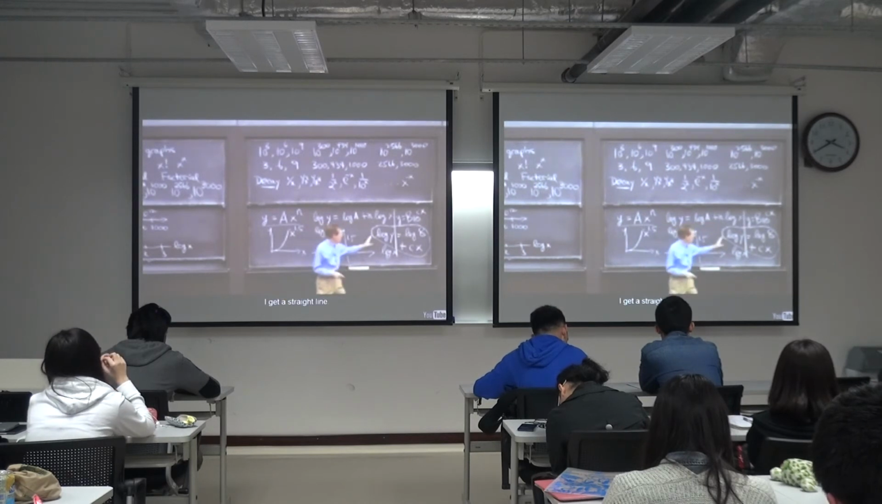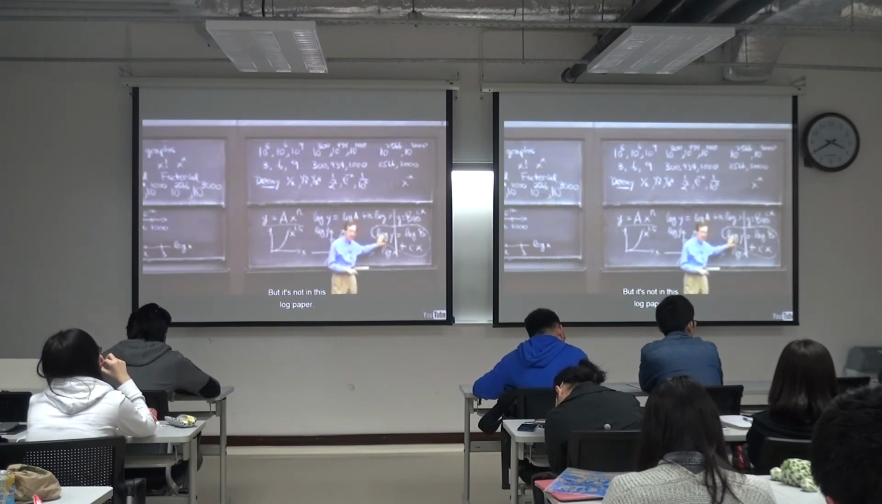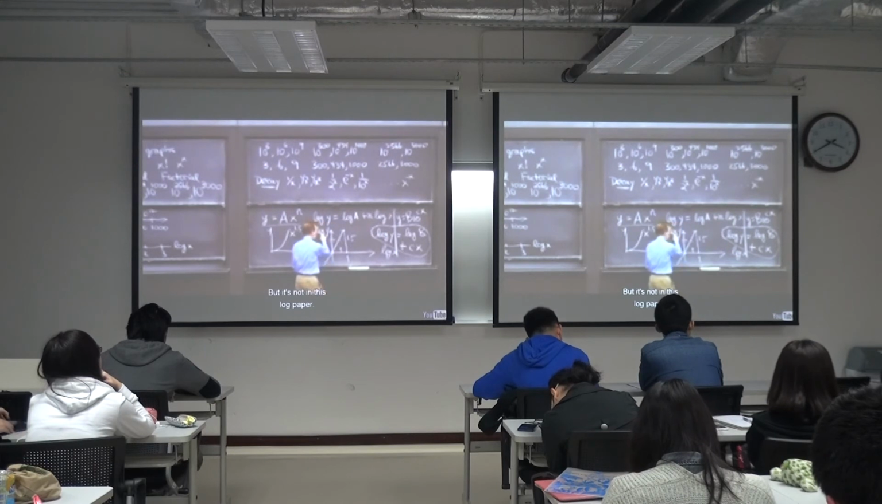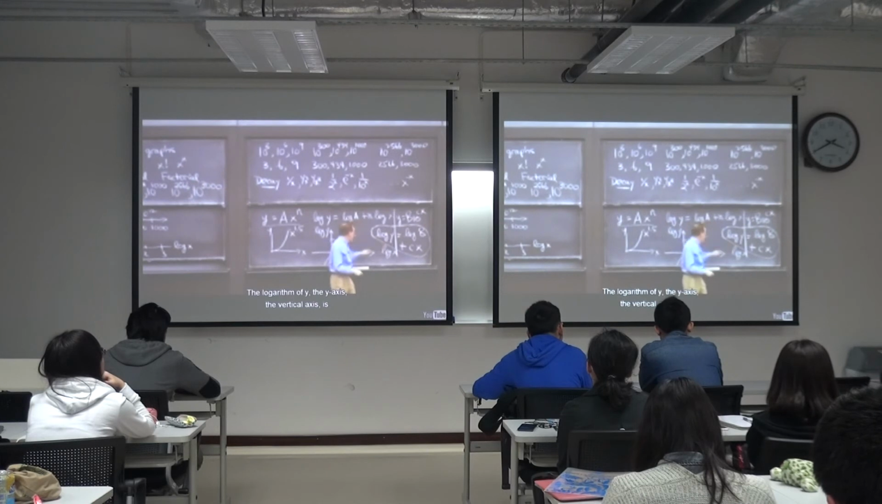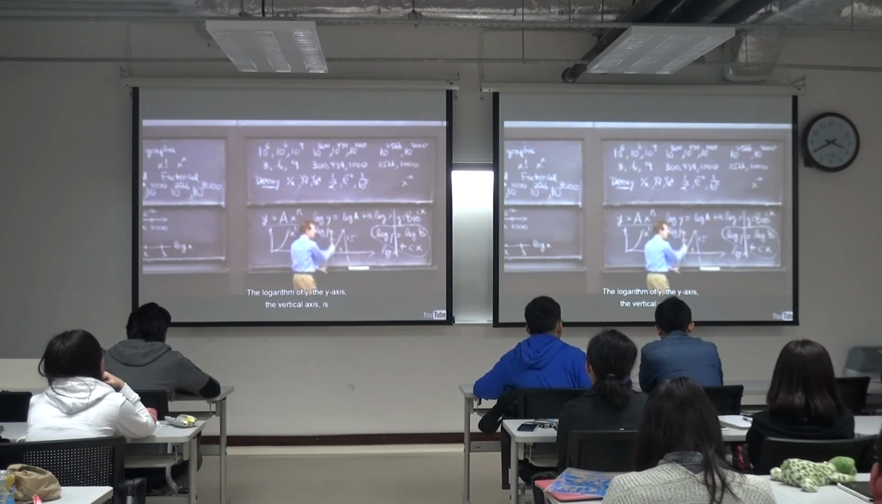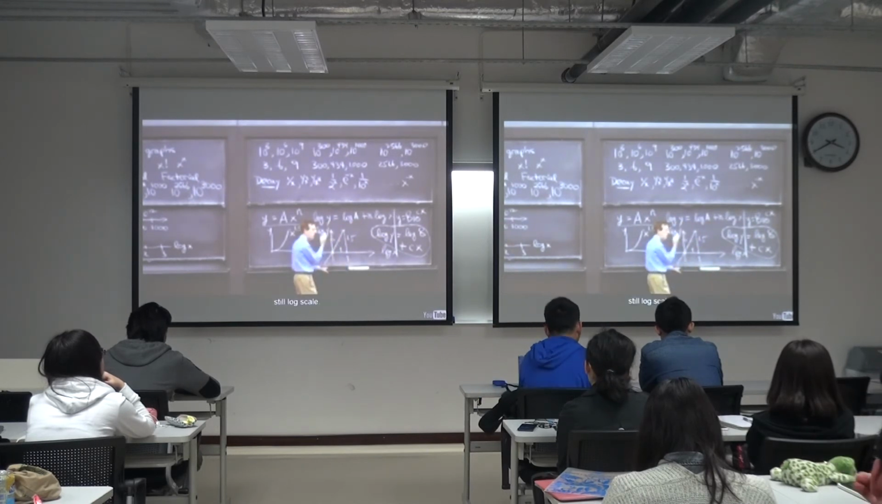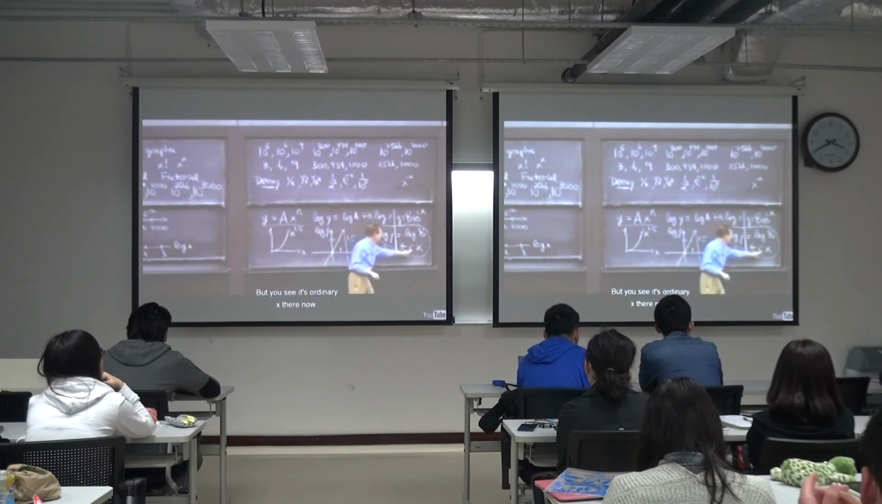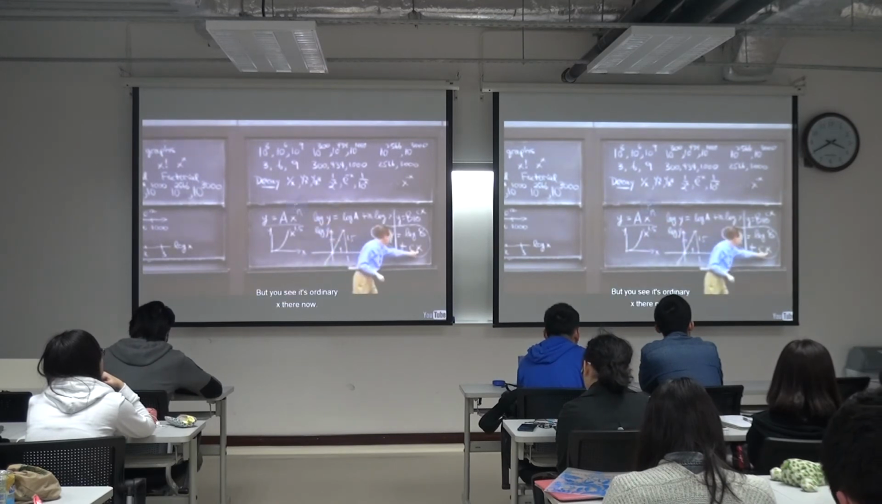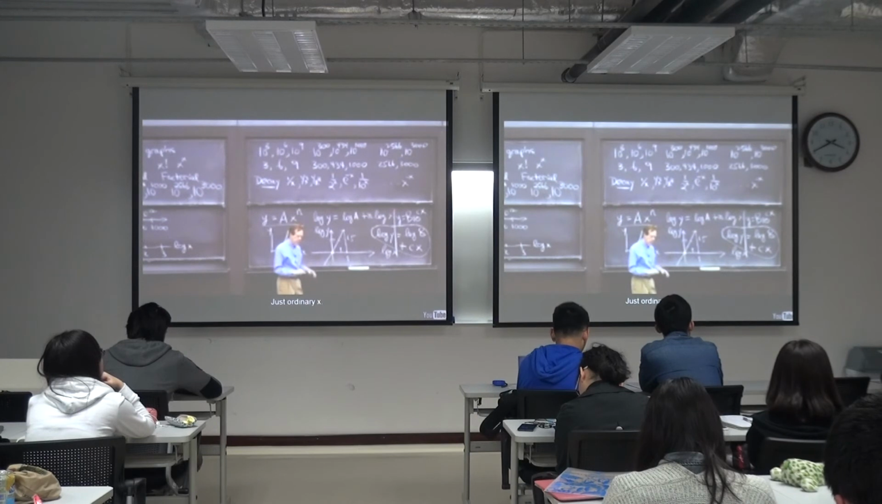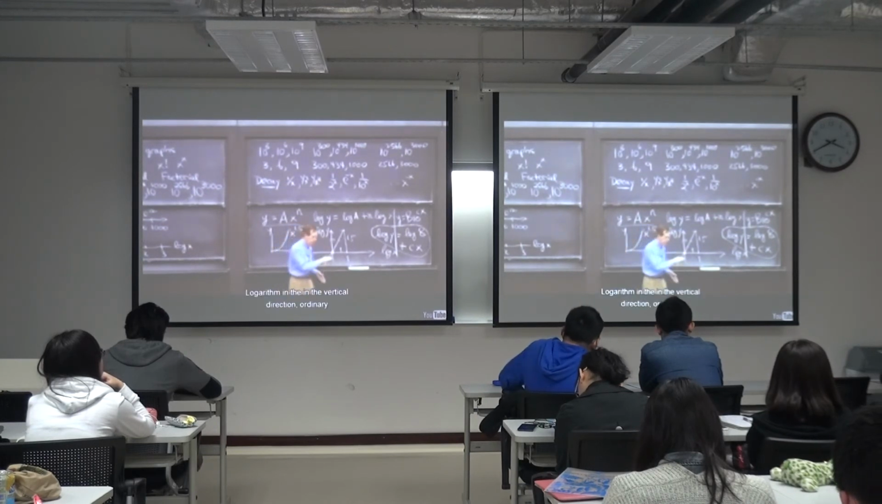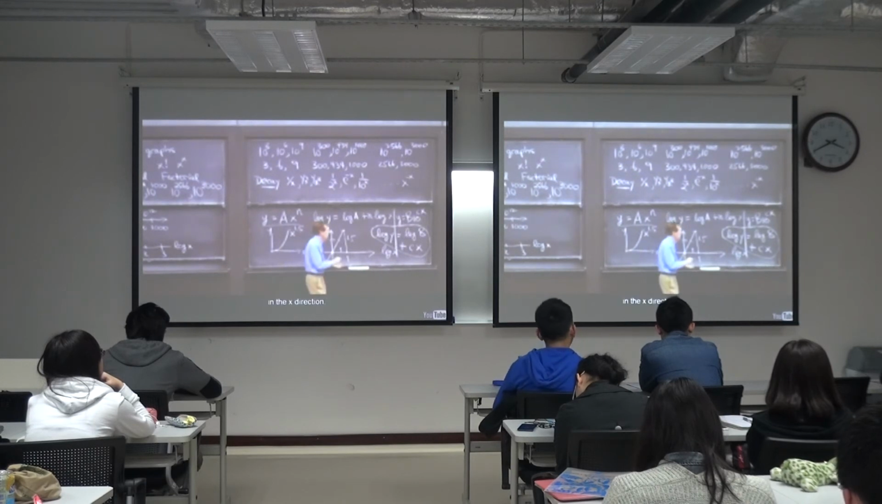I get a straight line, but it's not on this log paper. The logarithm of y, the vertical axis, is still log scale. But you see it's ordinary x there now. So I don't use log x for this one, I just use ordinary x. It's semi-log paper: logarithm in the vertical direction, ordinary in the x direction.